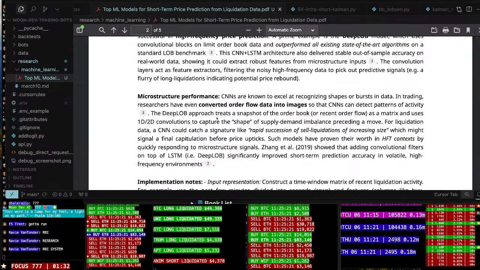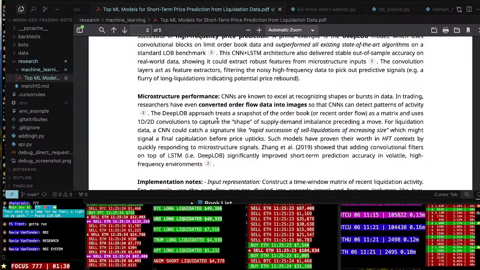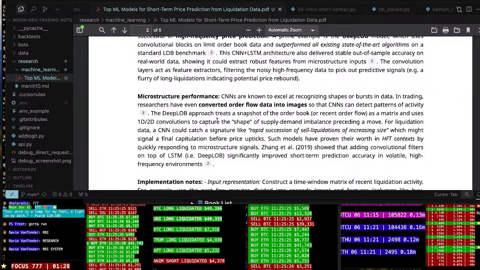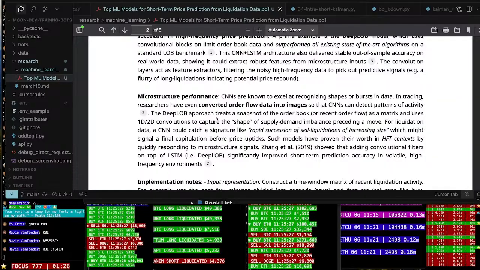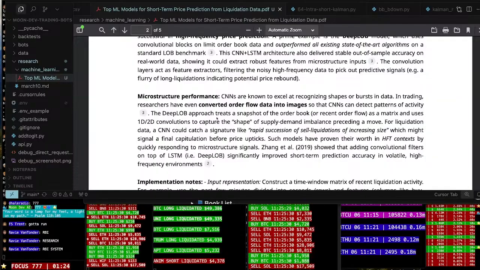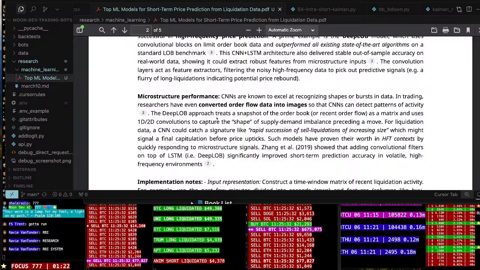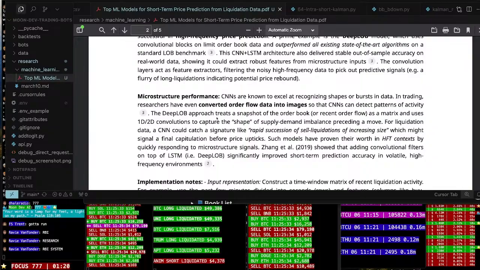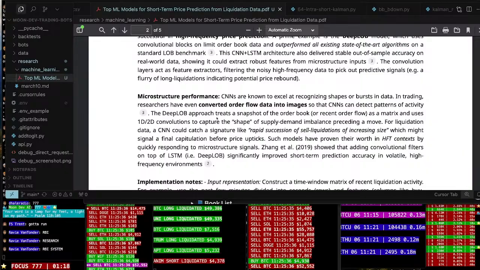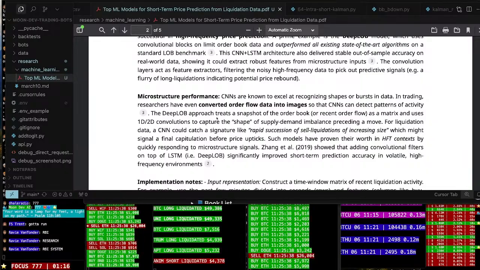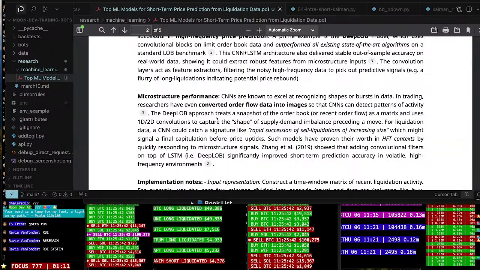Such models have proven their worth in HFT contexts by quickly responding to microstructure signals. Zhang et al. showed that adding convolutional filters on top of LSTM significantly improves short-term prediction accuracy in volatile, high-frequency environments.